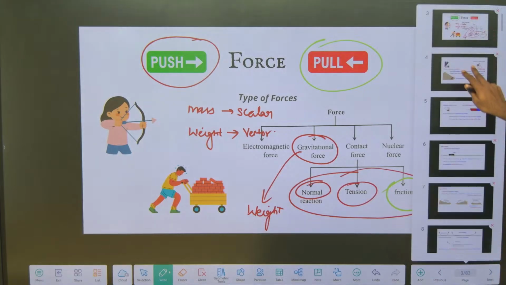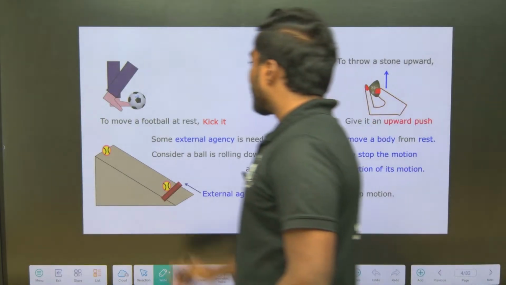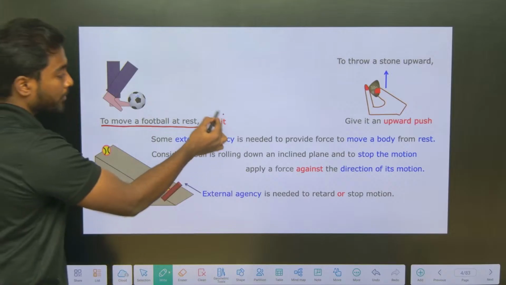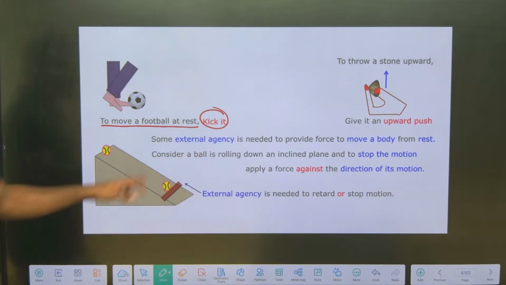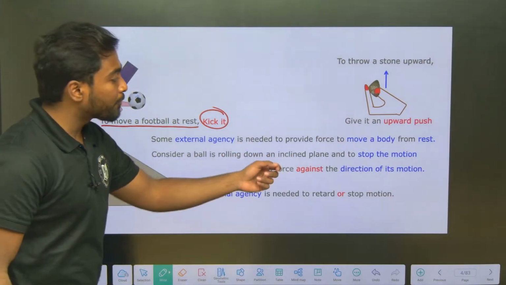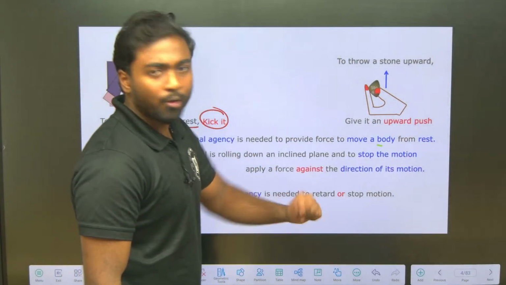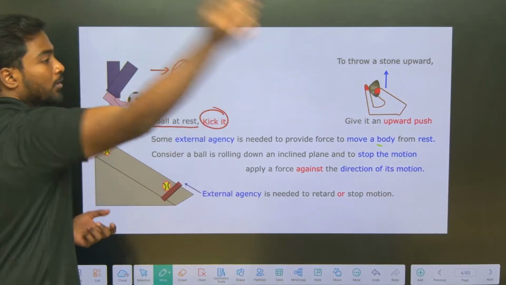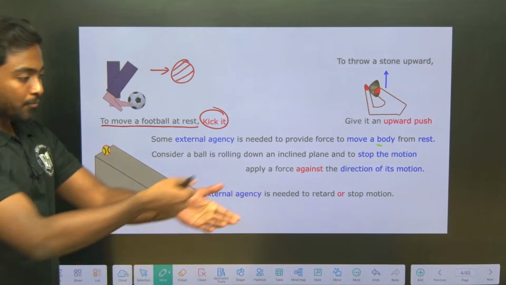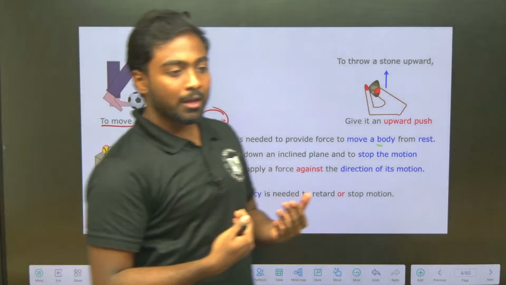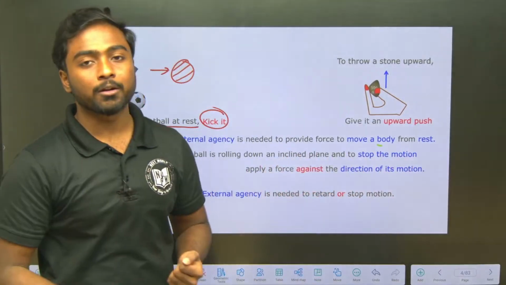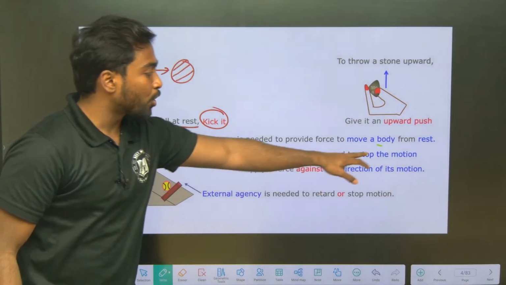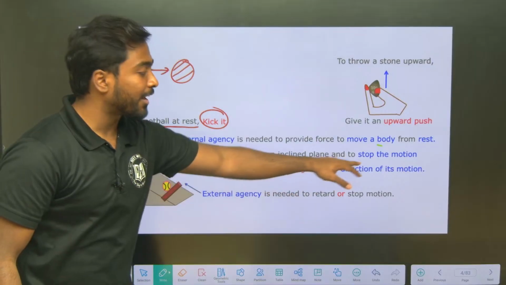So next one. To move a football at rest, I need to kick it, right? Some external agency is needed to provide force to move a body from rest. If a body is there, I need to apply some force to push it, or if I want it to come towards me, I need to pull it, right? Consider a ball rolling down an inclined plane, and to stop the motion, apply a force against the direction of its motion.